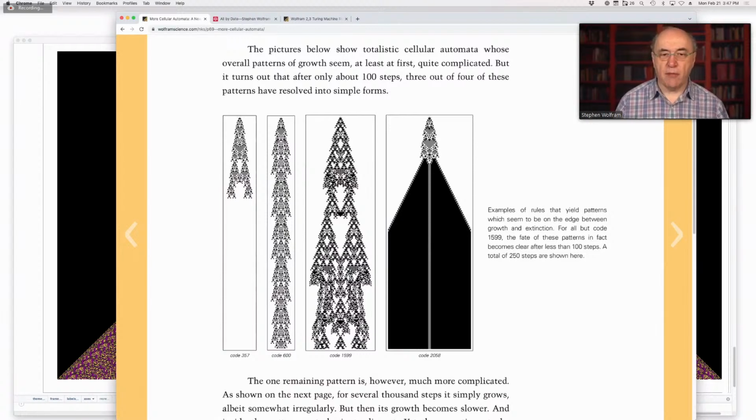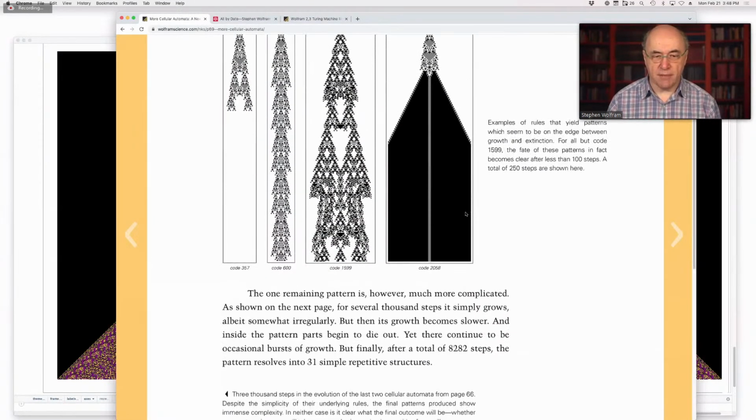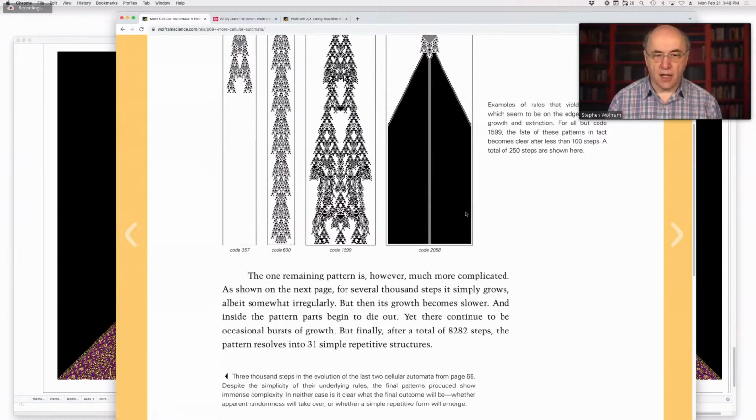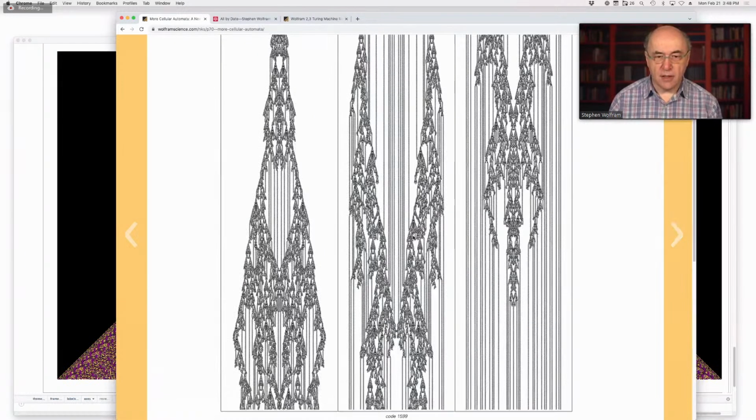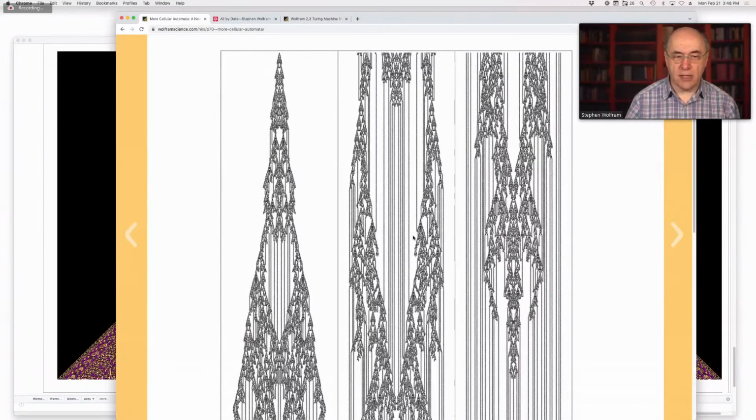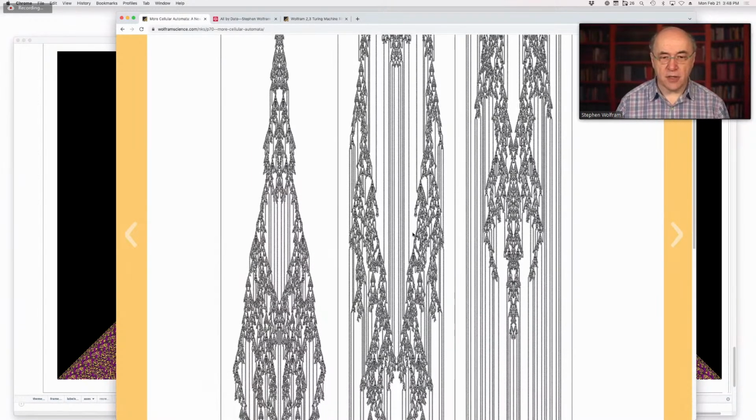This is an example where you might think it was just going to make a periodic pattern, but then kaboom, it explodes into this thing that grows at a fixed rate. Let's see. This is one that I think is 1599, one of my favorite what's-it-going-to-do type questions. That's 1599, and you can see what it's doing here.